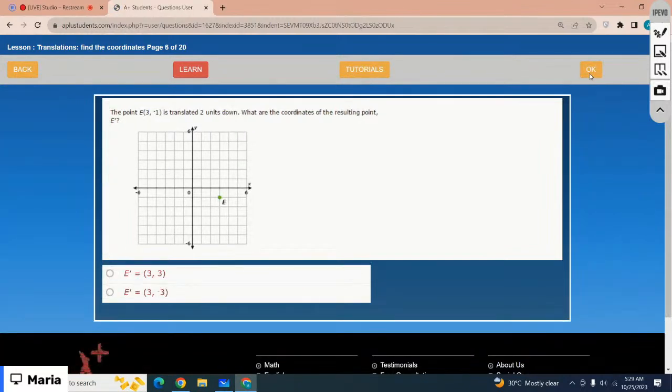Okay, the point 3, negative 1 is translated 2 units down. What are the coordinates of the resulting point?